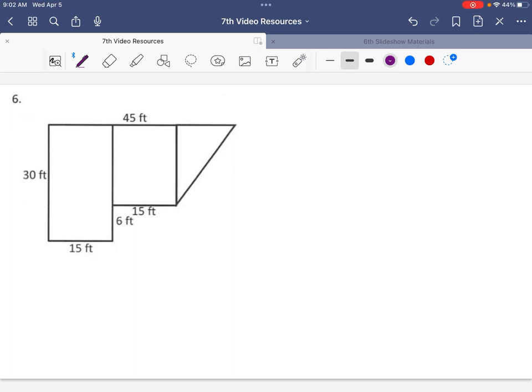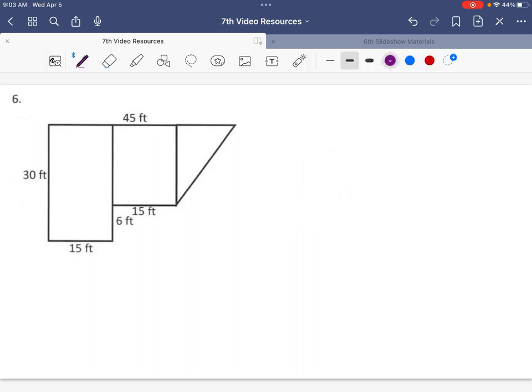Hey guys, today we're going to be looking at how to find the area of composite shapes. A composite shape is just a shape that has more than one simple shape. So for example, when we're making houses in elementary school and drawing pictures, that would be a rectangle with a triangle. That would be a composite shape because it is composed of more than one.